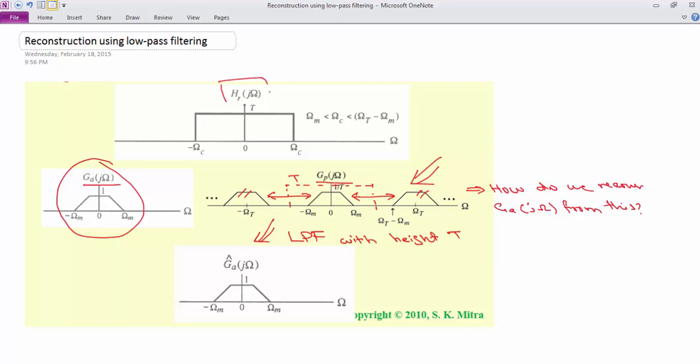Now, this is the low pass filter. It is usually used with a subscript R to say that this is a reconstruction low pass filter. Why do we call it a reconstruction low pass filter? Because unlike most low pass filters, this low pass filter has a scaling factor of capital T, which is a function of your sampling time. And also, the cutoff frequency of the low pass filter is taken to be 1/2 your sampling frequency. So the cutoff frequency is taken to be omega T over 2, which is equal to pi by T.